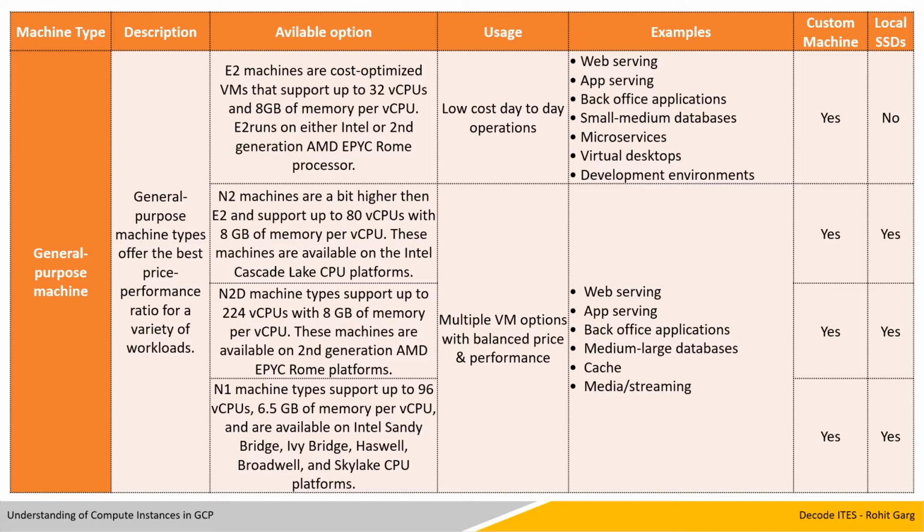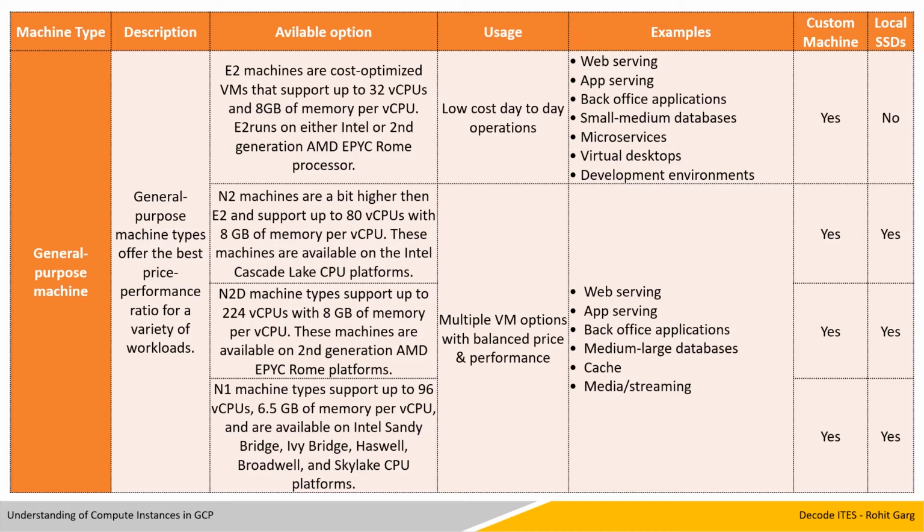E2 machines are cost optimized VMs that support up to 32 vCPUs and 8 GB RAM per CPU. E2 runs on either Intel or second generation AMD processors. These machines are low cost for day-to-day operations and best for web or app applications, back office applications, small and medium databases, microservices, virtual desktop services, and development environments. You can have custom machines or custom configuration machines in the E2 section without local SSD support.